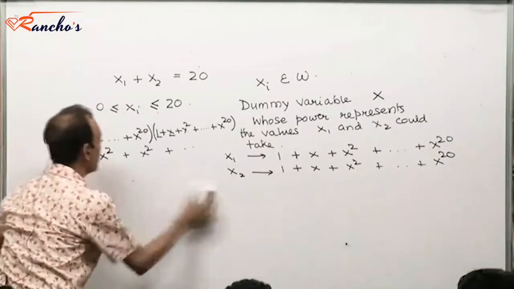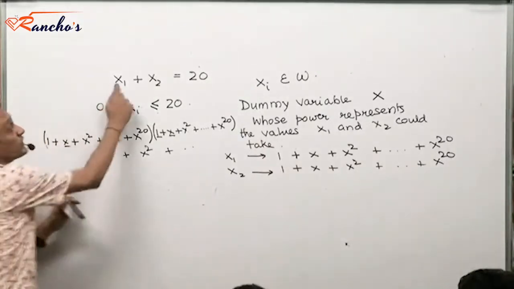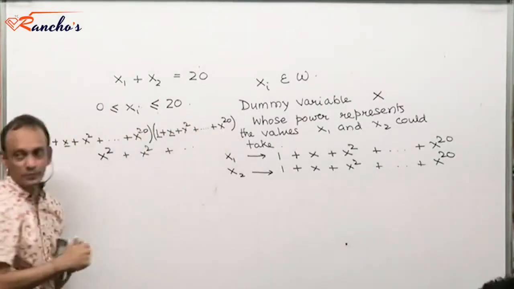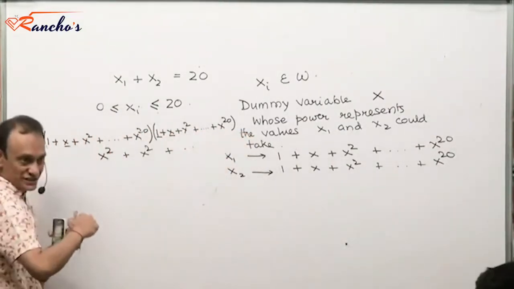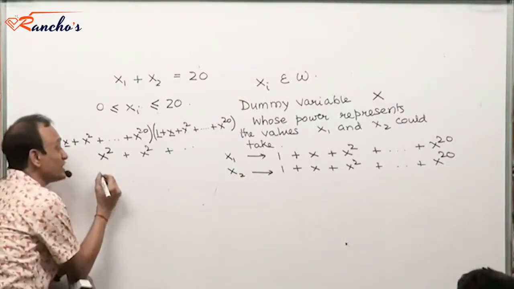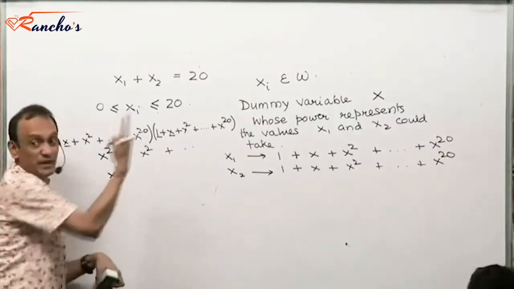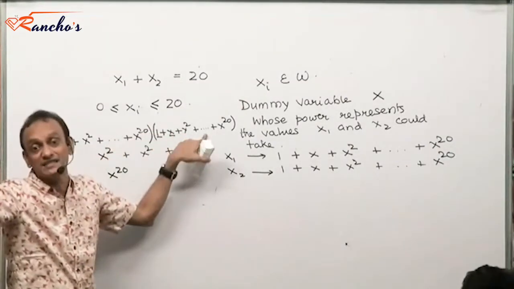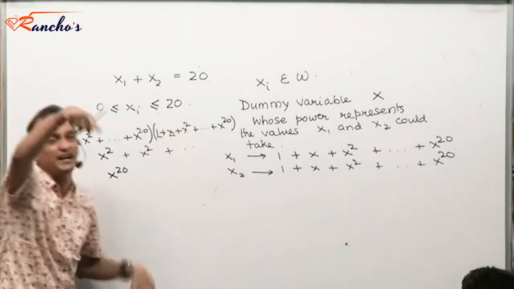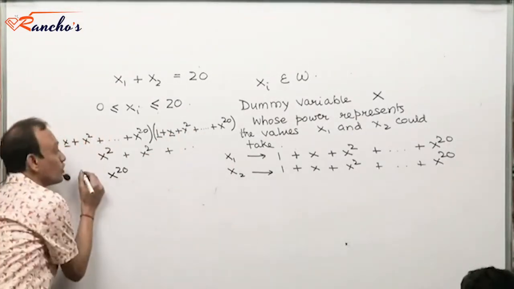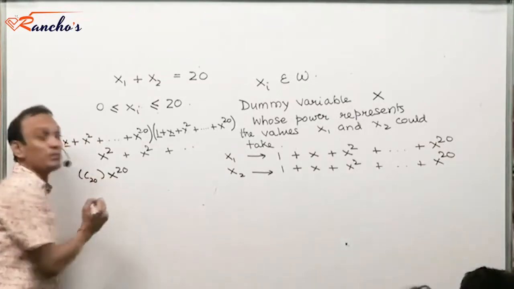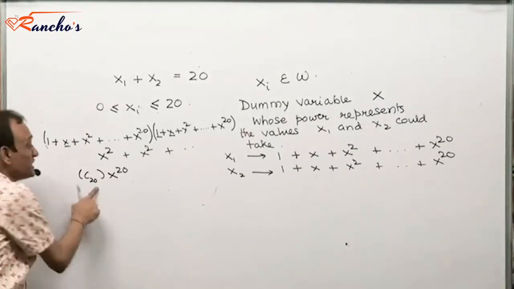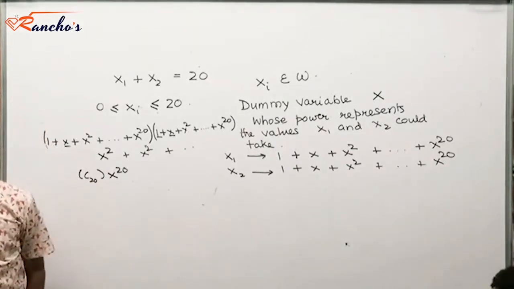And I could have said the following. All right, this time I want x1 and x2 to add up to 20. Now there are various ways in which x1 and x2 could add up to 20. So in this multiplication, I would seek the coefficient of x to the power 20. Every time x to the power 20 appears, it's like I have taken some power of x here and some power of x there. That means x1 and x2 have added up to 20. That means the coefficient of x to the power 20 will give me the number of ways in which x1 and x2 add up to 20. C20 is the number of ways in which x1 and x2 add up to 20, right?